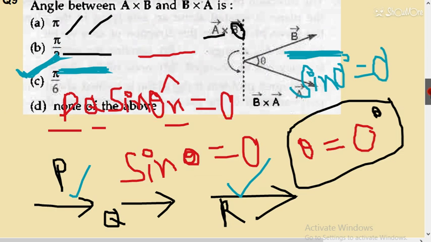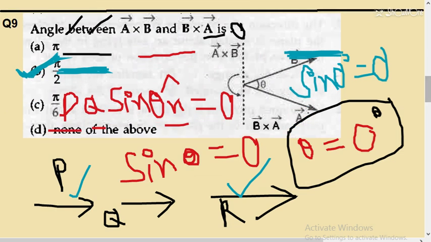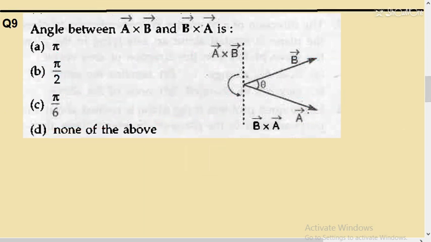Question number 9 is: angle between vector A cross B. Students, if you can see here, A cross B means you cross your fingers and your thumb will give the direction. So that means A cross B.